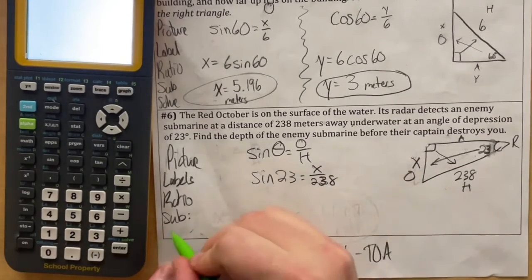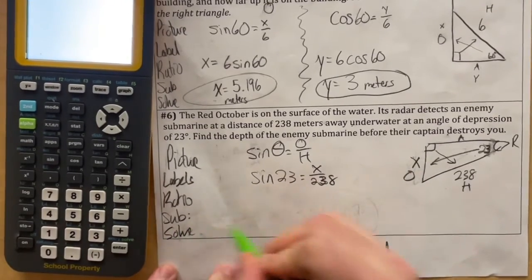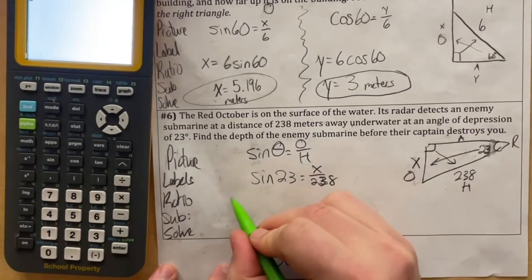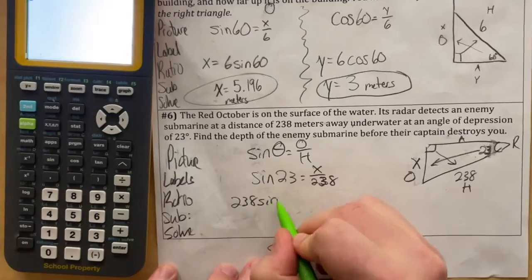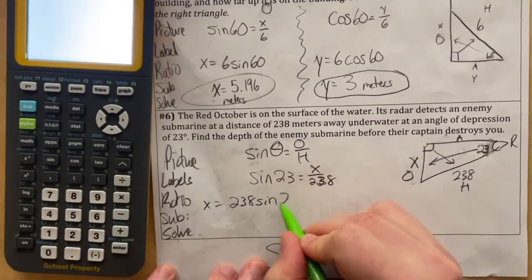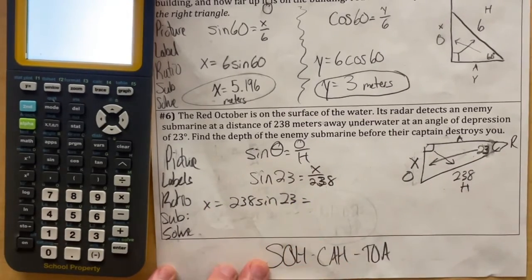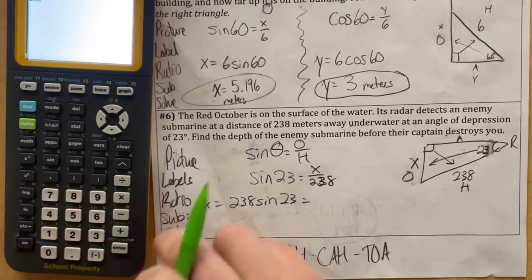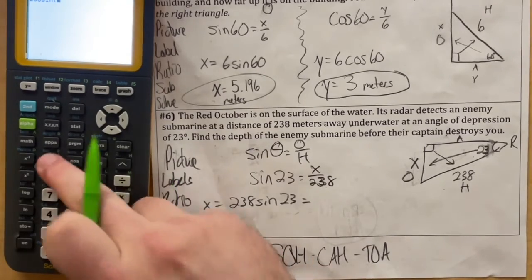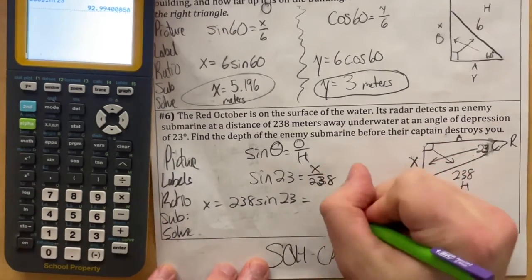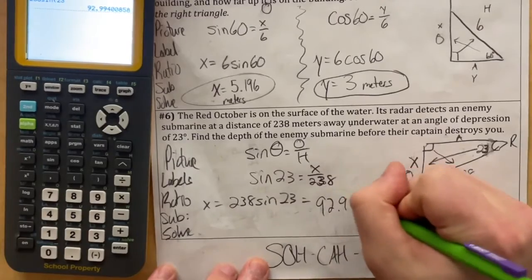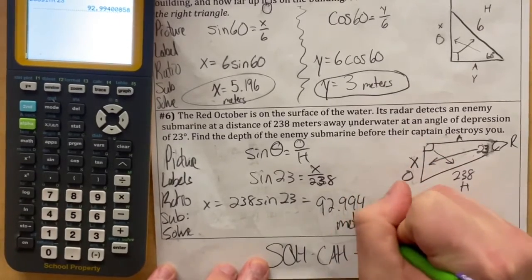Make sure when you go to solve, you multiply both sides by that denominator. So I have 238 times the sine of 23 degrees is going to be equal to x. So 238 and sine of 23. So I'm going to say it's going to be about 92.994 meters away.